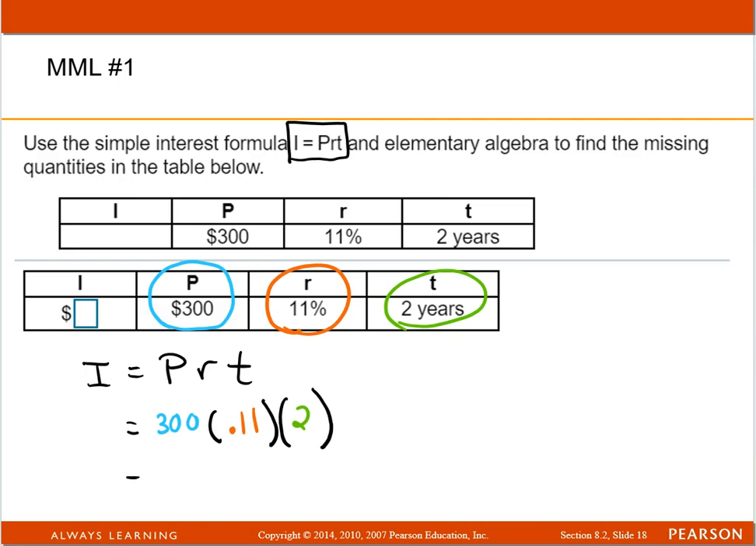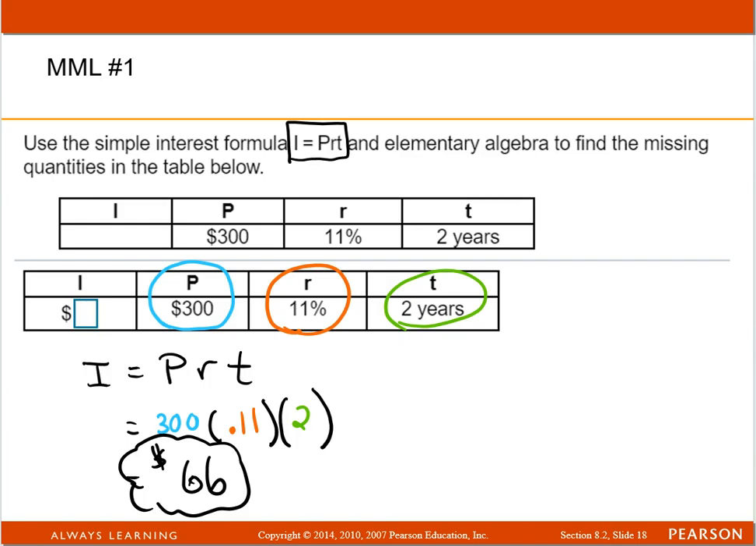All right, so basically you just plug it and jug it. I plugged all the numbers into the formula. It's simply P times R times T. So grab your calculator and multiply those three numbers together, and you should get 66. And we're talking about money here, so it's $66.